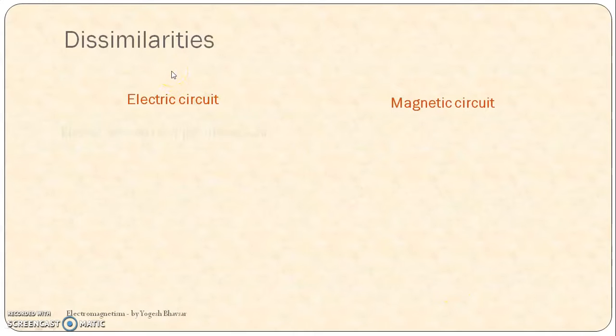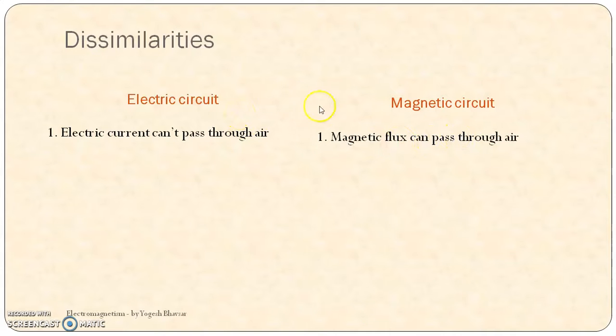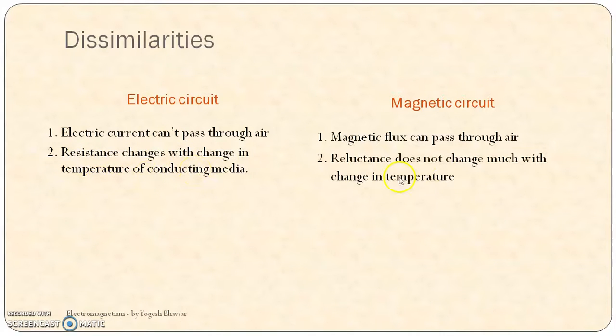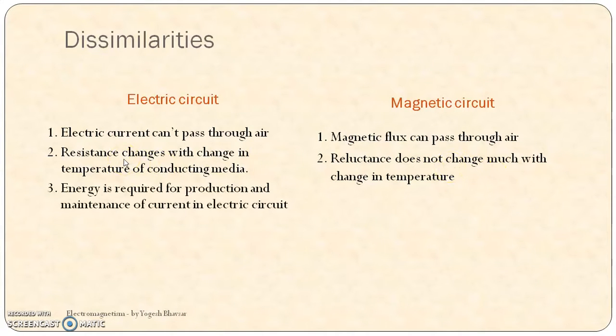Now dissimilarities. What is exactly opposite in an electric and magnetic circuit? That is the dissimilarity. Electric current can't pass through the air, but the magnetic flux can pass through the air. So this is totally different in both the circuits. Second point, resistance changes with the change in the temperature of conducting media, but reluctance doesn't change with respect to the temperature. So it doesn't depend on the temperature.